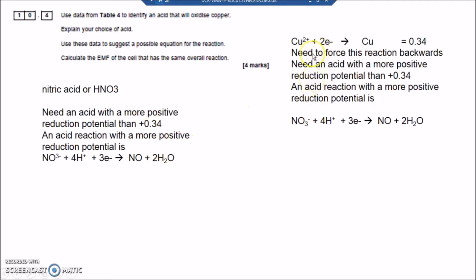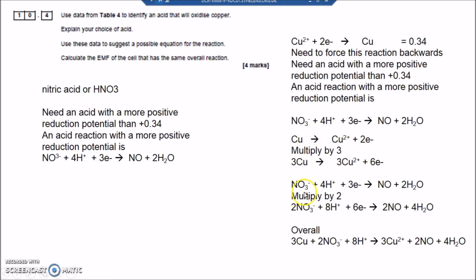How are we going to balance these two equations then? Well, we know this one's going to go backwards. Cu is going to go to Cu2+ and 2 electrons. We know that, and we know this one's going to go forwards because it's got a very, very large electrode potential. Now we've got to balance them up. So we've got two half equations. This one makes 2 electrons. This one uses up 3 electrons. So I have to multiply everything through by 3 to make 6 electrons. Multiply everything through by 2 so that this uses up 6 electrons.